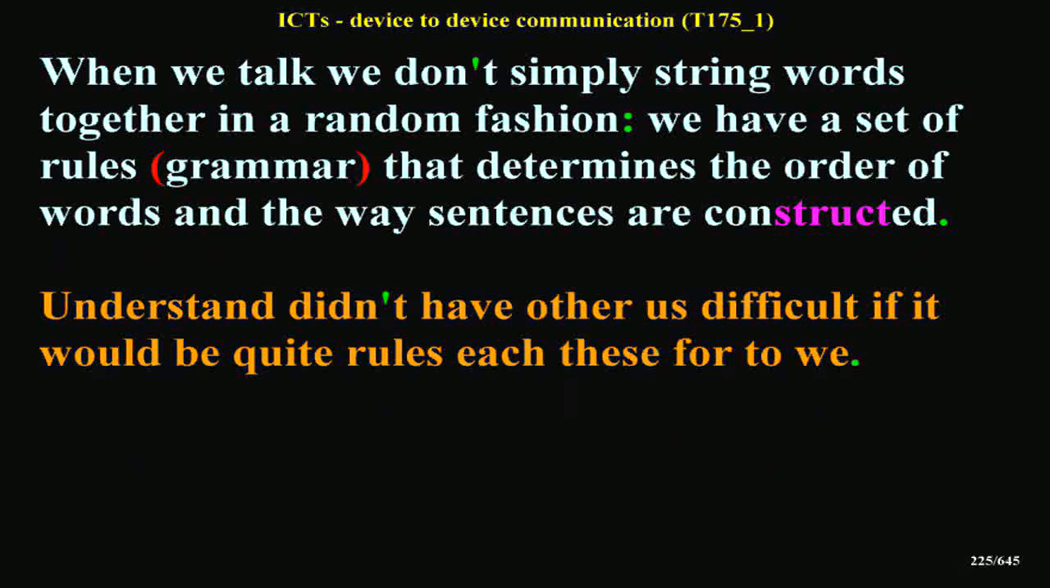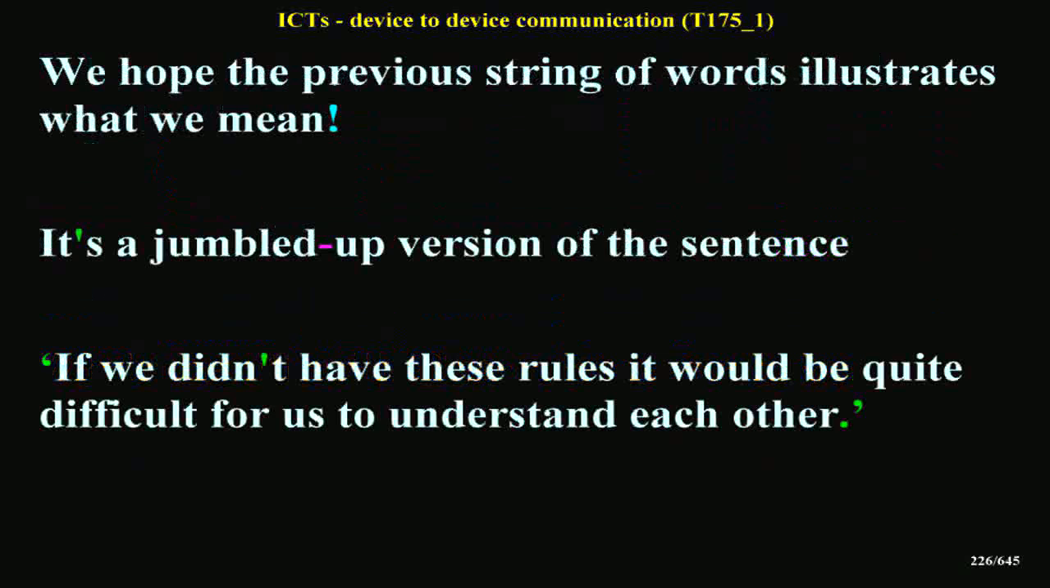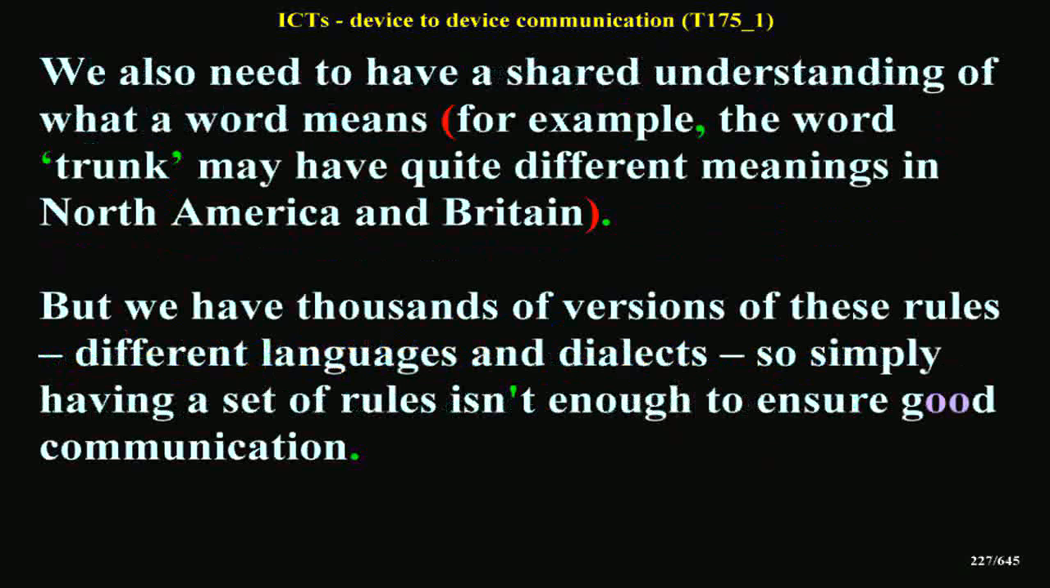Understand didn't have other as difficult if it would be quite rules each these 4 to we. We hope the previous string of words illustrates what we mean. It's a jumbled up version of the sentence. If we didn't have these rules, it would be quite difficult for us to understand each other. We also need to have a shared understanding of what a word means. For example, the word trunk may have quite different meanings in North America and Britain.